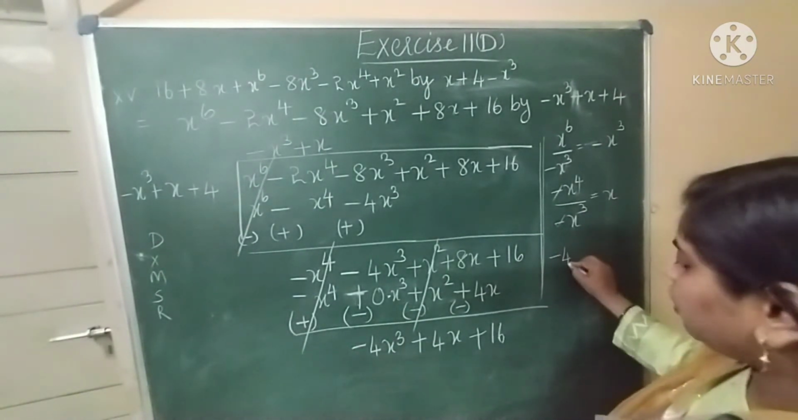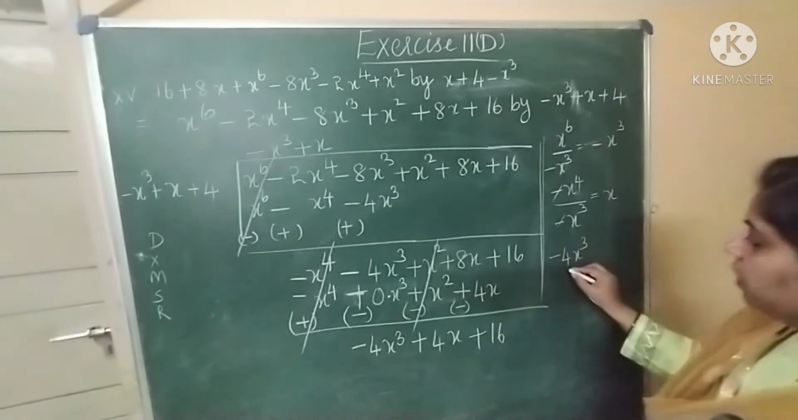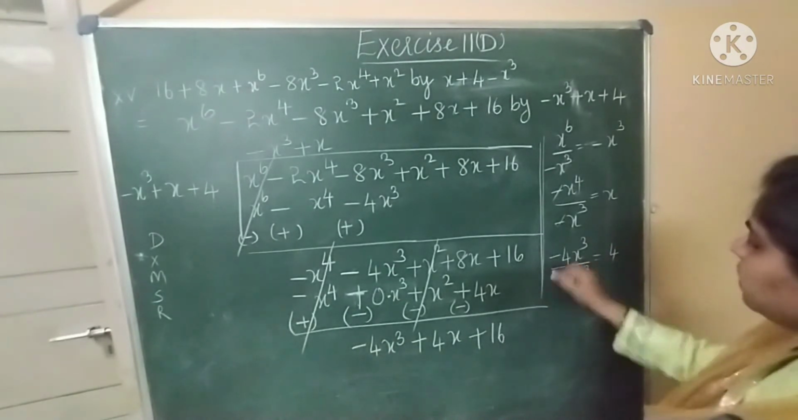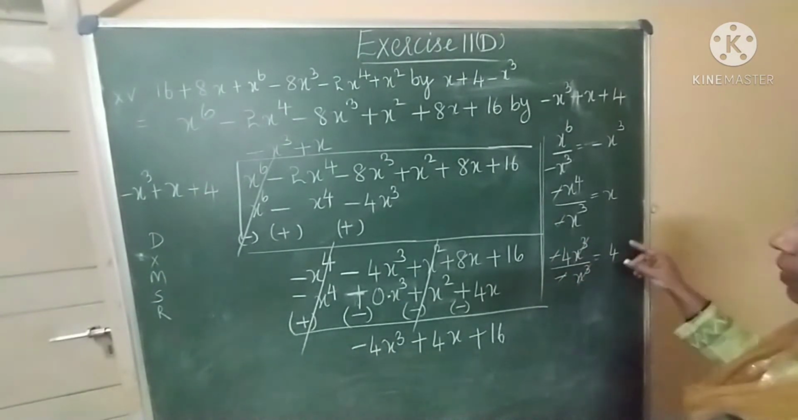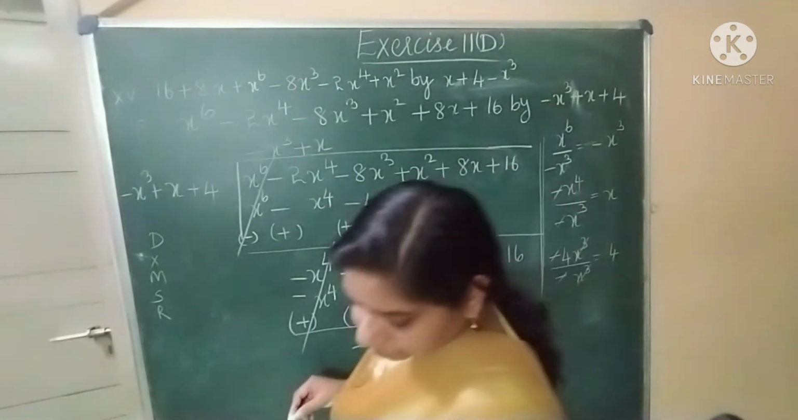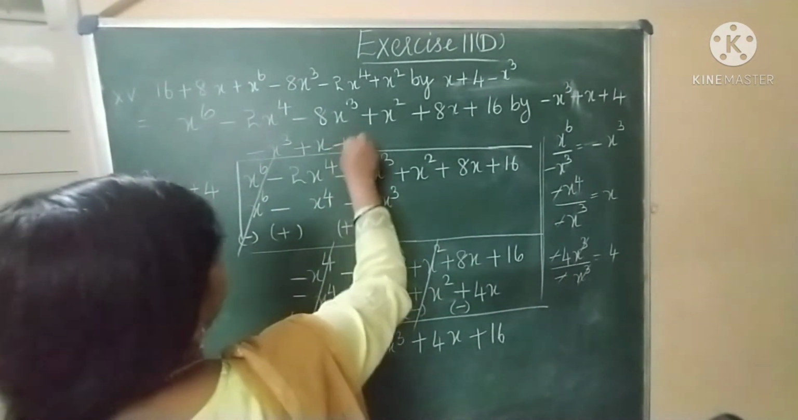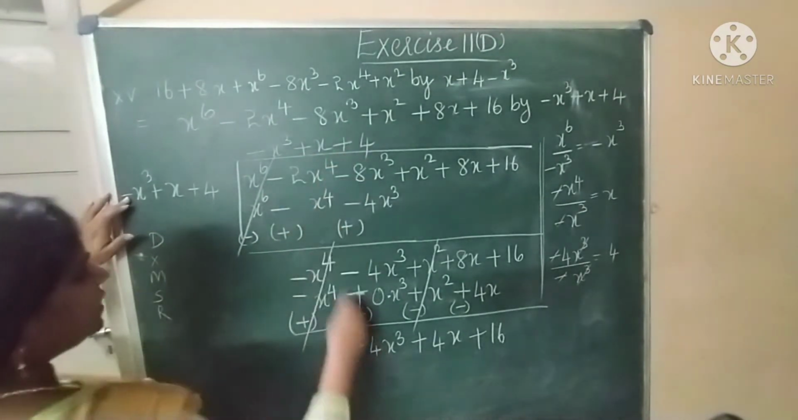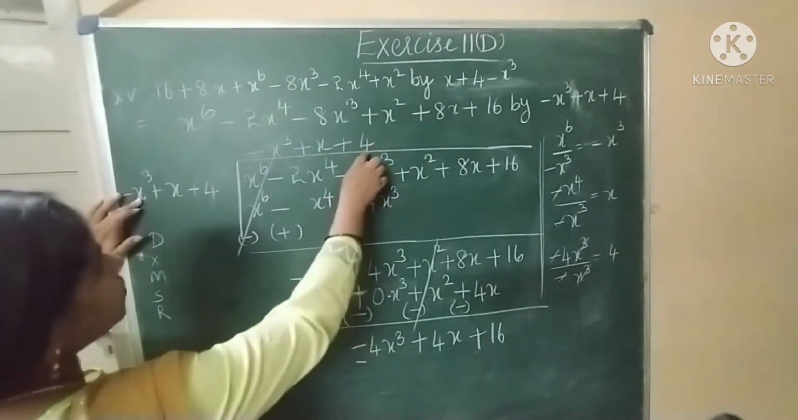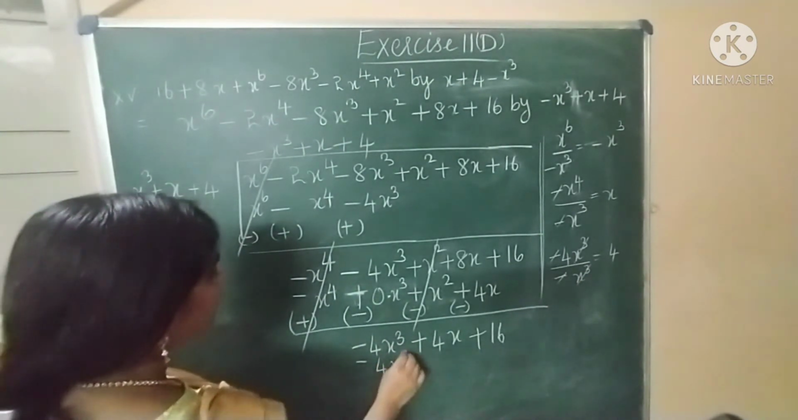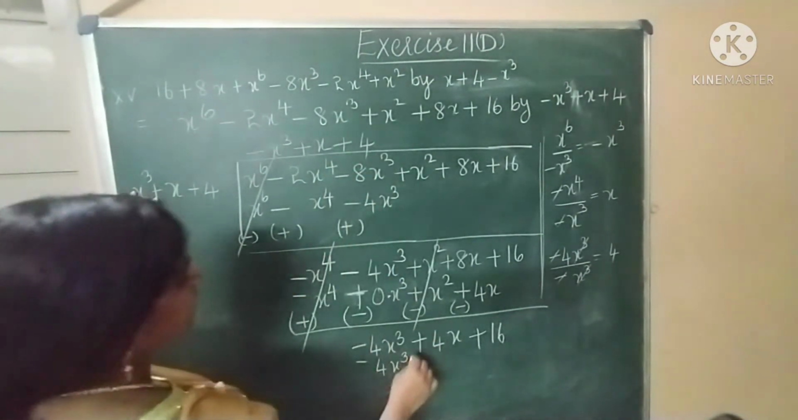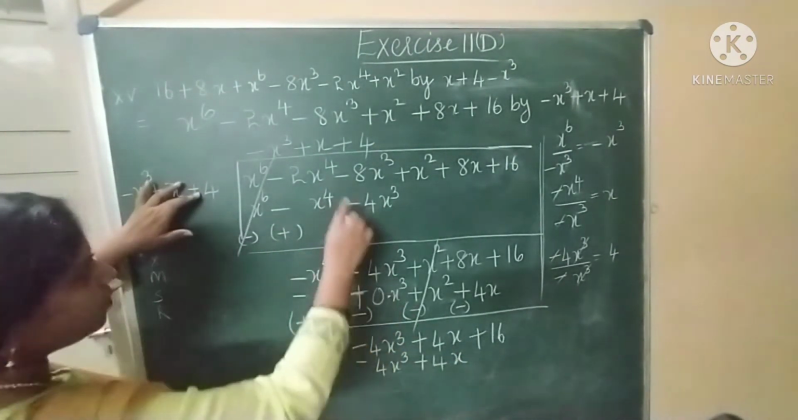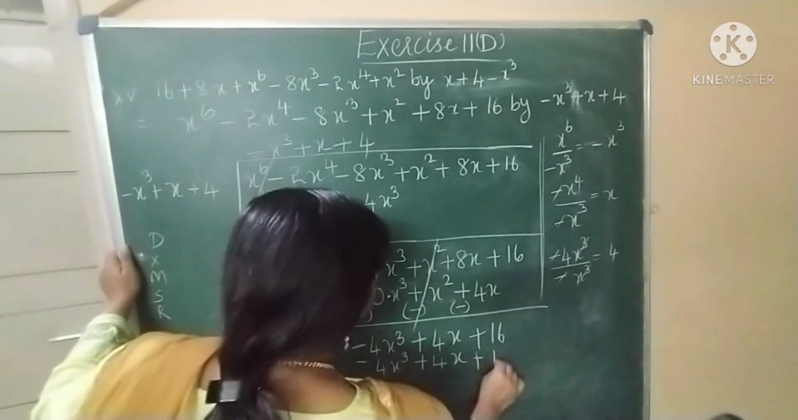So the first term, you take always minus x cube divided by minus x cube, you remain with 4. So here the quotient is plus 4. Then next we start multiplying. Minus into plus is minus, so x cube into 4 gives you 4x cube, and then plus into plus is plus, x into 4 is 4x, and then plus into plus is plus, 4 into 4 is 16.